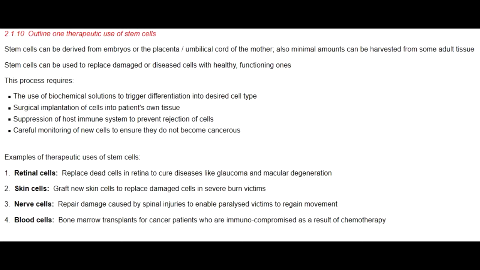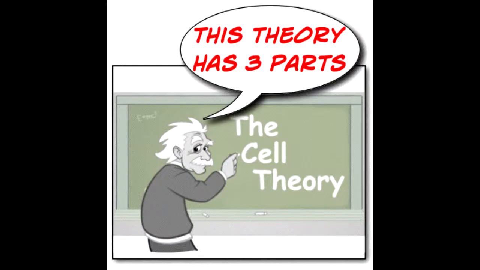One of the most common uses of stem cells is found in the form of bone marrow transplants for cancer patients who are immunocompromised as a result of chemotherapy. This means that bone marrow of a donor is transplanted into the patient. The result is that the patient now has a healthy bone marrow, which is important because all blood cells come from the bone marrow. And that is all you need to know to get a perfect score in the 2.1 section of our final IB exams.